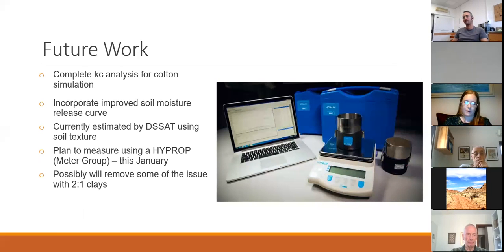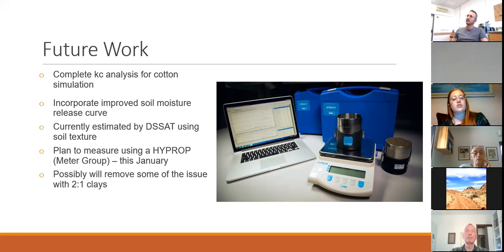The big thing that I want to do to improve the model is to incorporate the HYPROP. This is an instrument from Meter that calculates a soil moisture release curve over the course of about a week. And just a few weeks ago, I went and collected soil cores to use with this. So this device will allow us to have actual data points for the soil moisture curve.